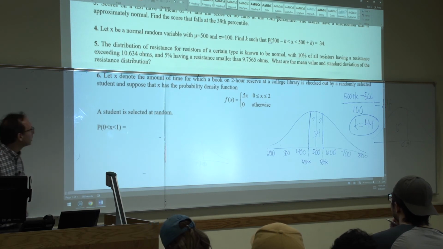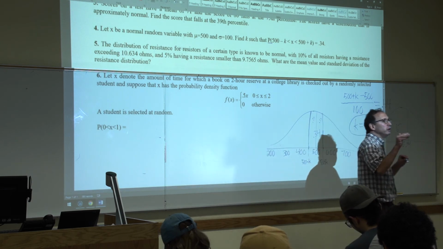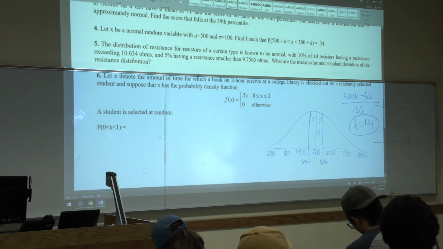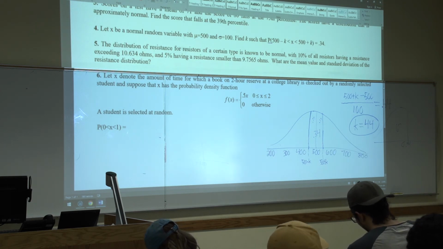Let's look at 5 here. Now this one, you may have to use some algebra skills that maybe you haven't used in a long time. Let's go back to those old algebra days. We love those days, right?